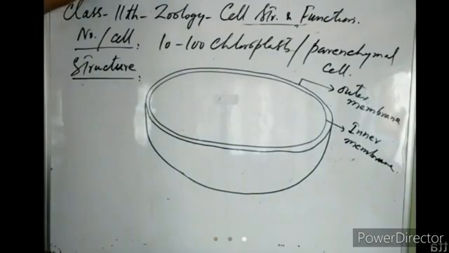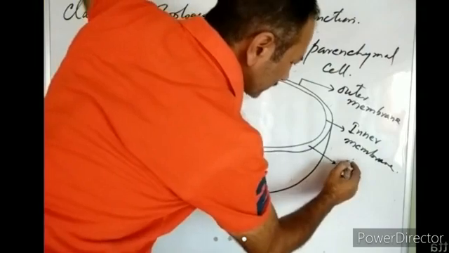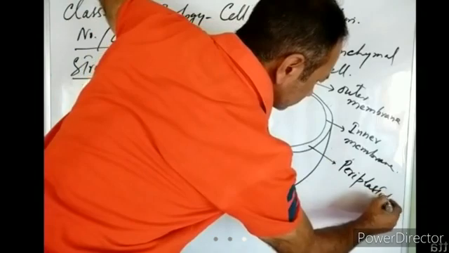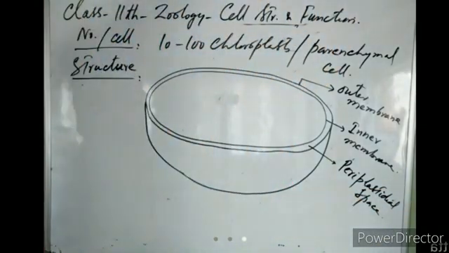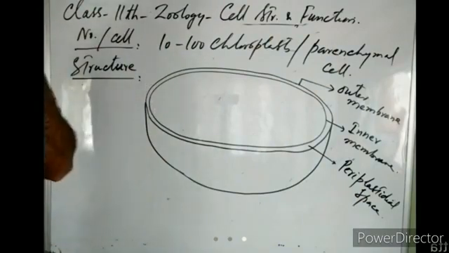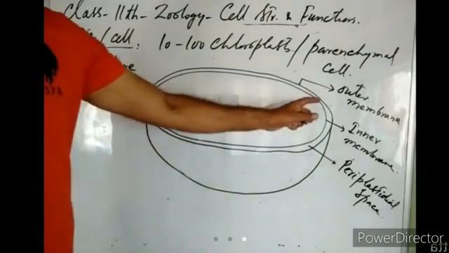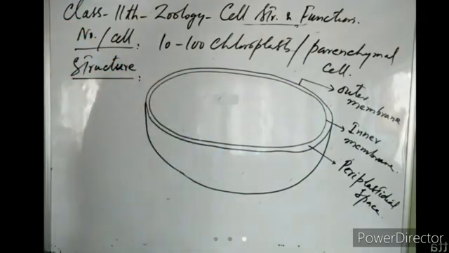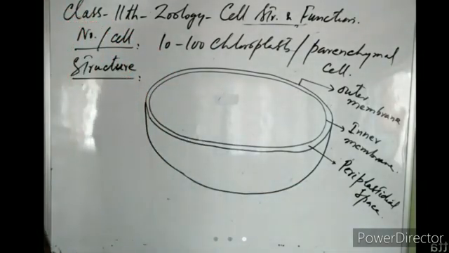In between these two membranes, there is an empty space. This is known as the periplastidial space. So chloroplasts, like mitochondria and the nucleus, are double membrane bound organelles. They are externally covered by a membrane known as the outer membrane. Then internally they have another membrane known as the inner membrane. In between these two membranes, there is a space. That space is known as the periplastidial space, or we call it the outer chamber.